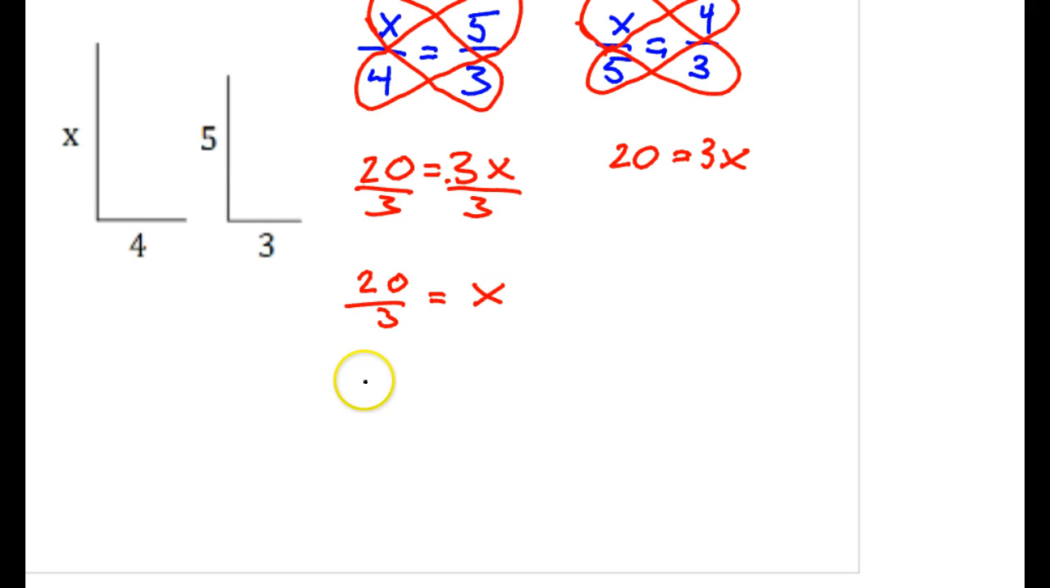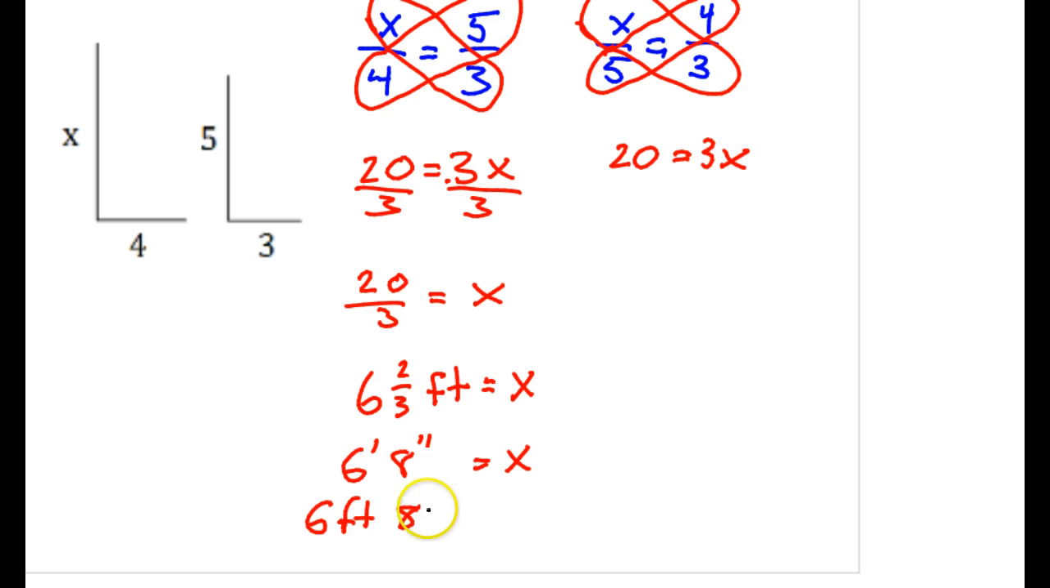So this would be what? 6 2/3. What are the units? Feet. Now, have you ever told somebody that you're 6 2/3 feet tall? Well, even that's a little weird, right? So how much is 2/3 of a foot? How many inches is that? 8. So 6 feet, 8 inches. Or you can just write out 6 feet, 8 inches. And this is how we really speak.